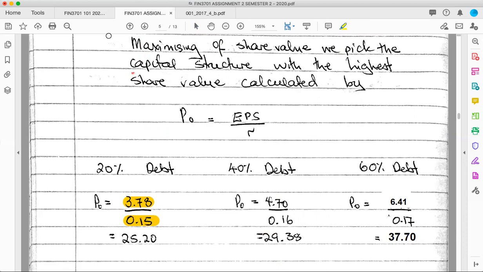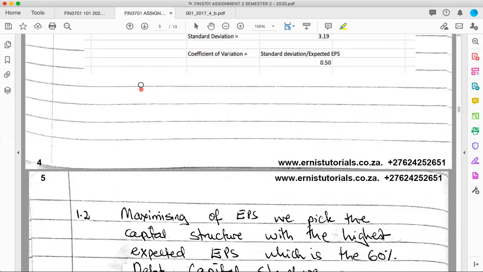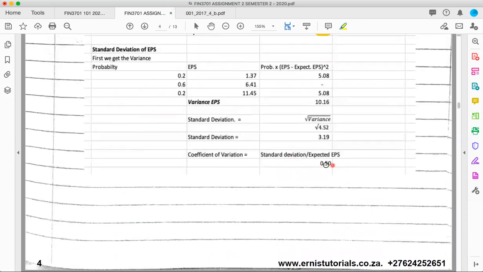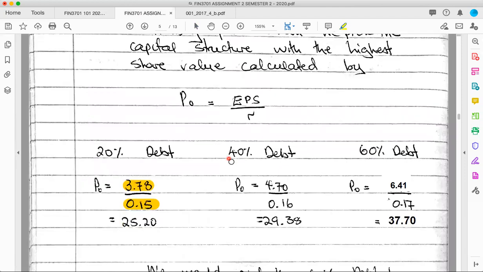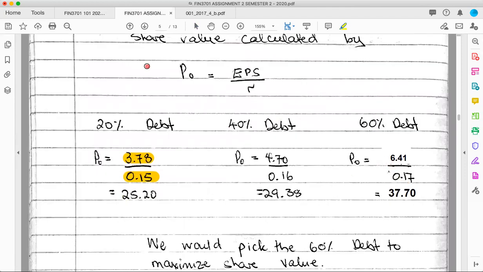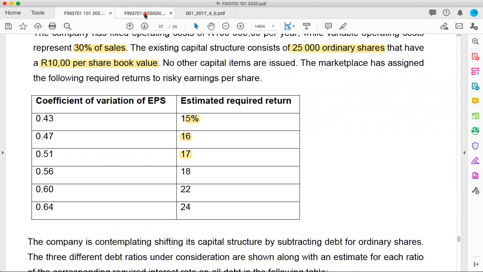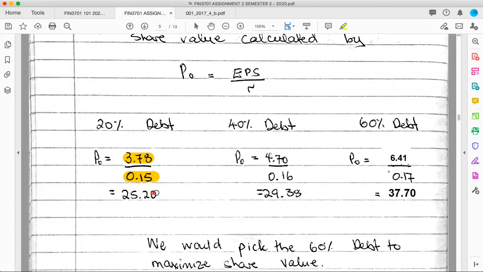And then lastly, for the 60% debt ratio, the last coefficient of variation we calculated was 0.50. If we come here, the closest one is 17%. So we take our expected EPS, 6.14 divided by 0.17, and then we get 37.7, right? So these are the share prices under each proposed capital structure.